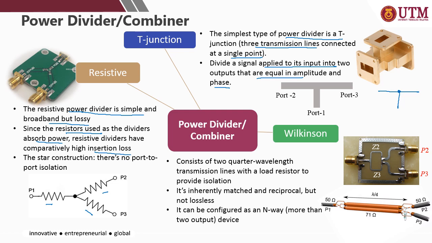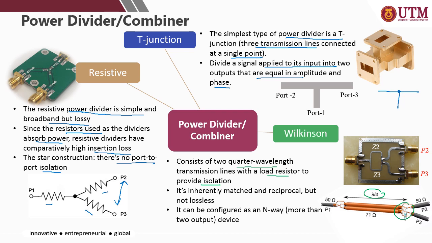And one of the disadvantages of the resistive power divider is that port to port isolation is not good. To improve further, there is an upgraded version of the T-junction power divider, which is called the Wilkinson power divider, which consists of two quarter wavelength, lambda over 4, transmission lines with a load resistor to provide isolation.